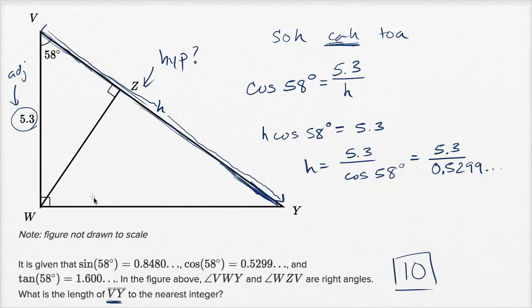Now, this is an interesting problem because this was a pretty straightforward application of the definition of cosine, and they just confuse you a little bit by drawing this other right triangle here.